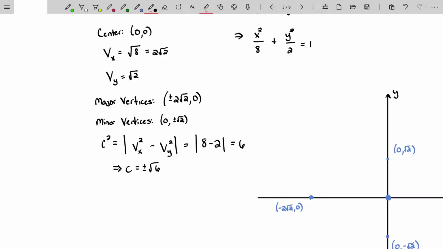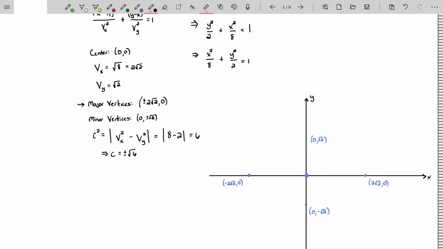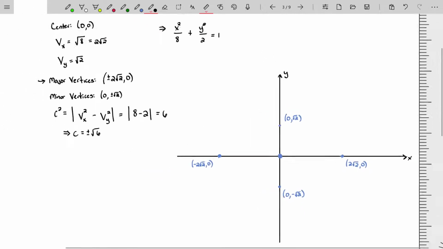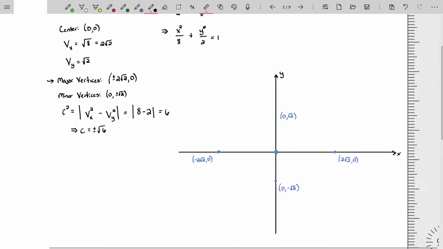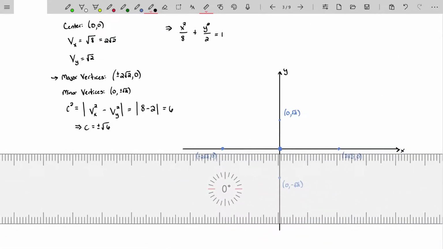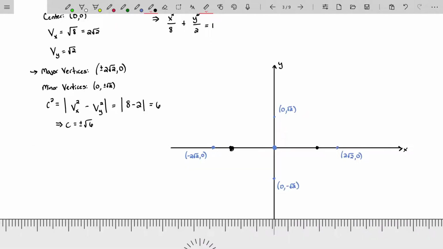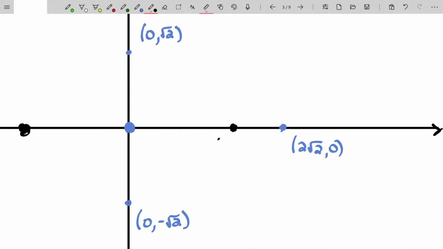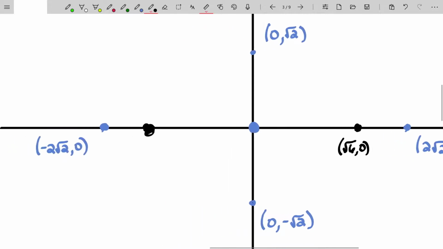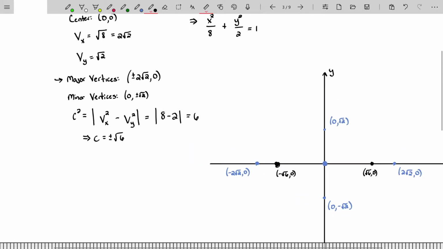Remember, c is the distance from the center to the foci along the major axis, and the major axis is the axis with the largest distance away from the center to the vertex. So the major axis here is horizontal, and I'm going to plot a point at root 6 units away from the center. Now, I'm not really measuring out very well what root 6 versus root 2 is, but I will just pretend. So I plotted 2 points there. I'm going to call this point root 6 comma 0, and I'll call this other point negative root 6 comma 0.